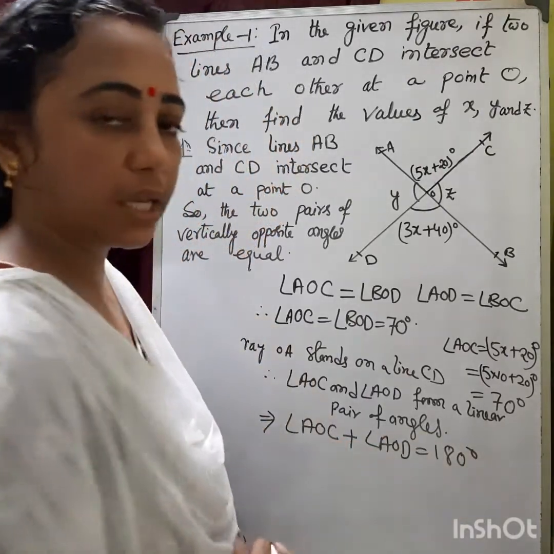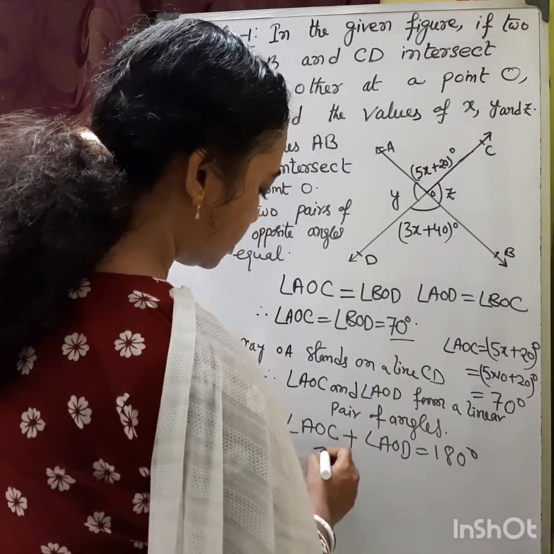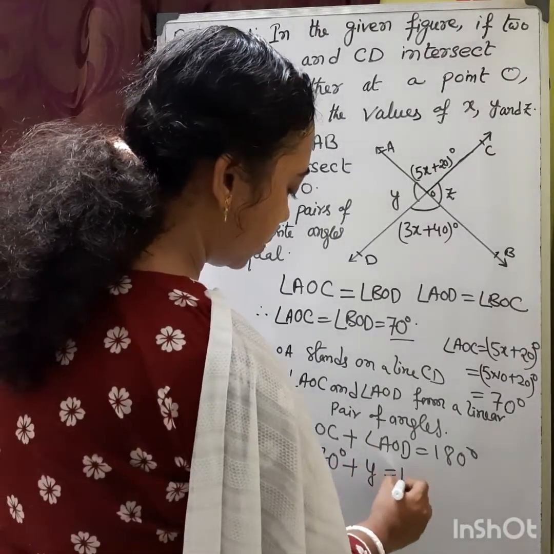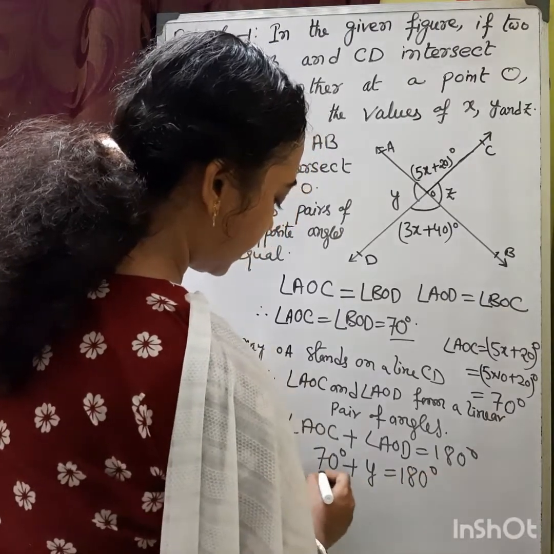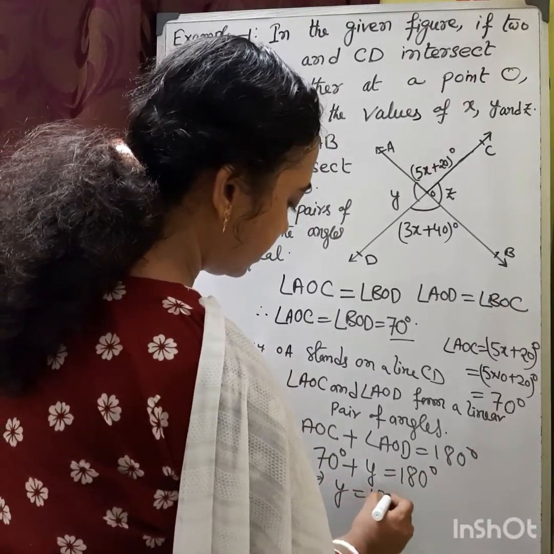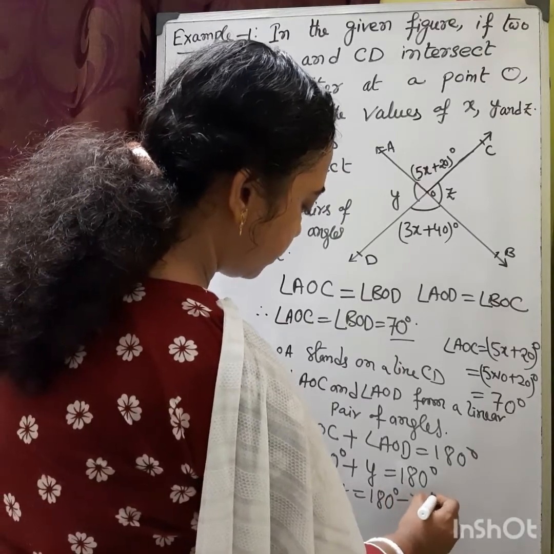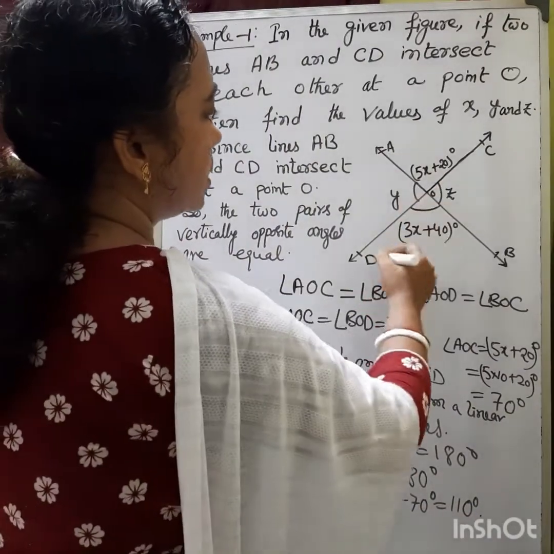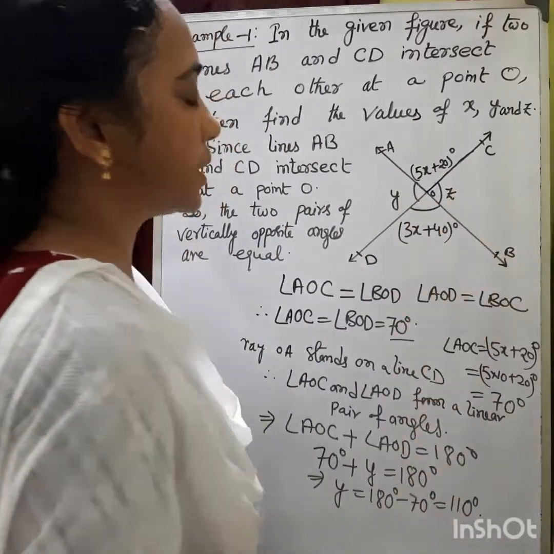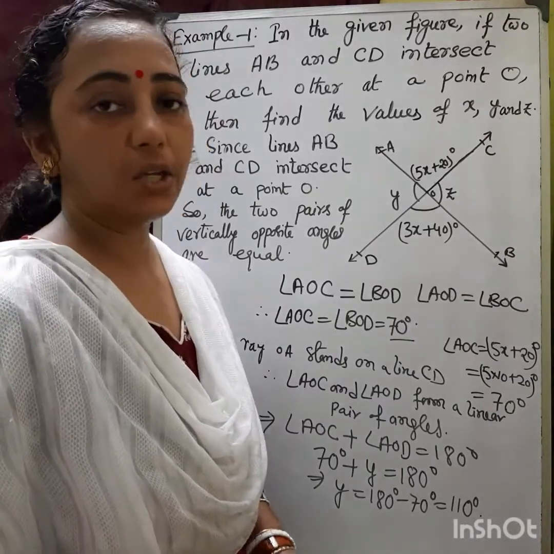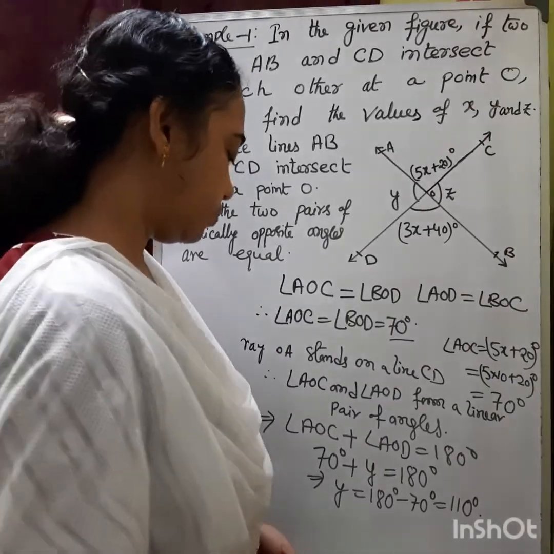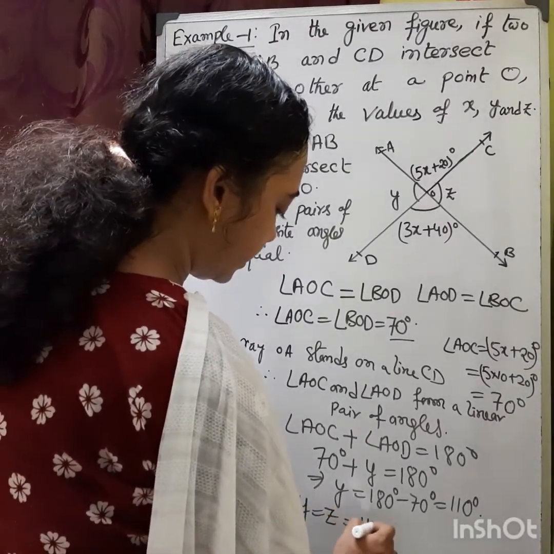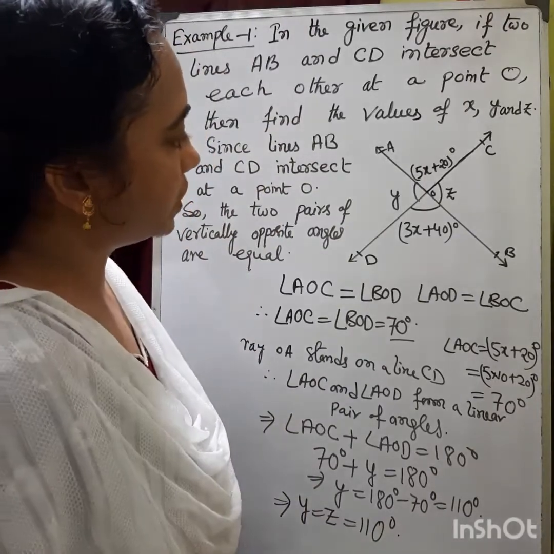Now in place of angle AOC we already got 70 degree. So we put 70 degree plus angle AOD, which is y, is equal to 180 degree. So this implies y is equal to 180 degree minus 70 degree, which is coming here 110 degree. Now as angle AOD is equal to angle BOC, these two angles are equal because this is a pair of vertically opposite angles. So we write here y is equal to z is equal to 110 degree. So we get the measure of each of the angles.